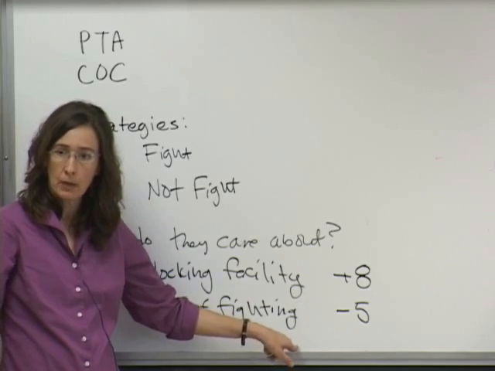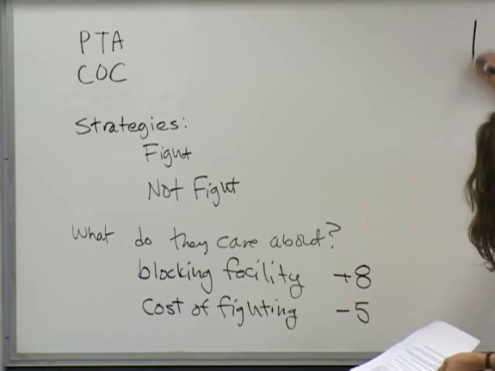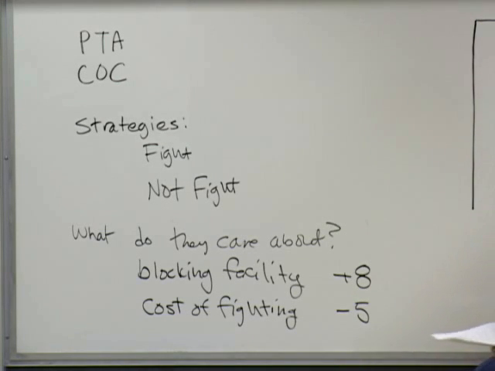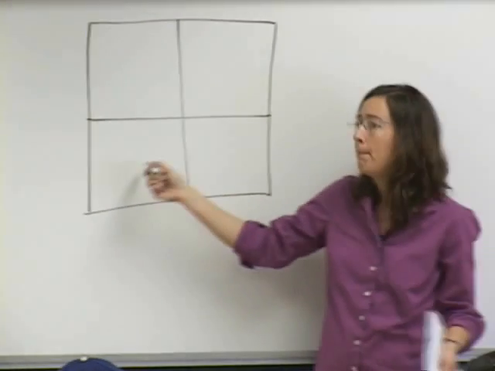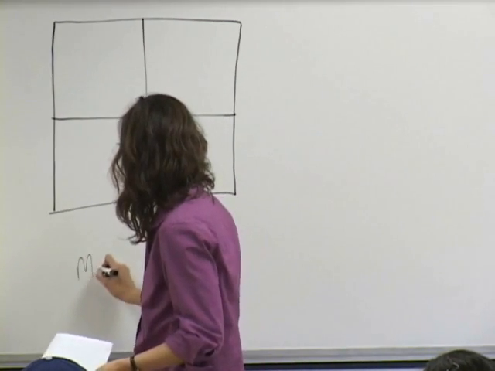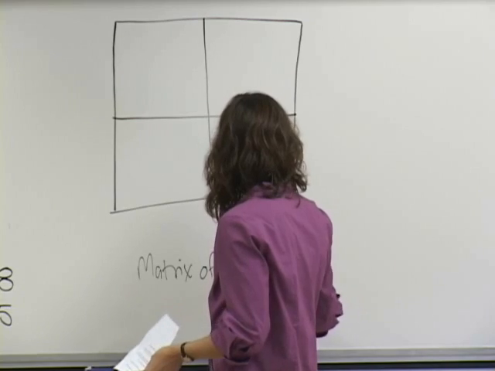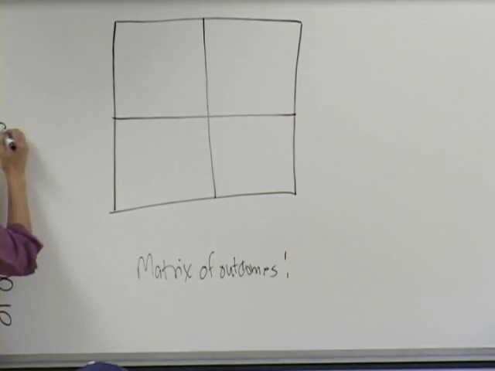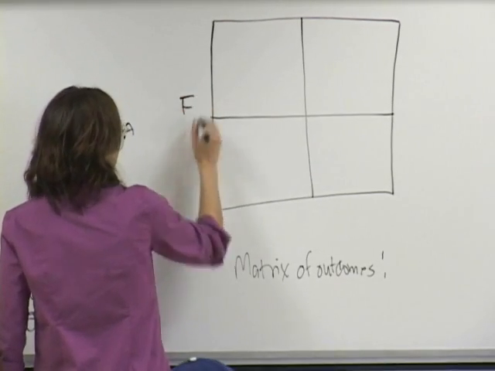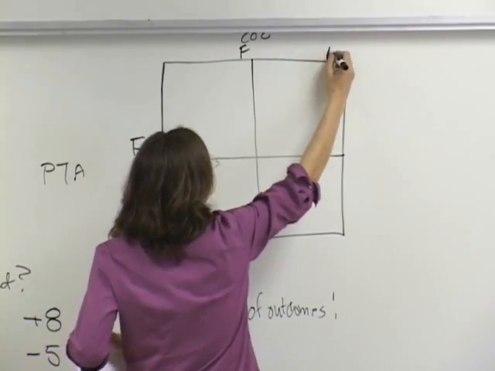these outcomes that raise or lower utility. Something I'm going to do that didn't actually occur to me till this week, when I saw people were still having trouble with it, but it's not that different than what I was having you do with sequential games. Something you can do with simultaneous games is you can do a matrix of outcomes before you do the game matrix. So right here I'm going to do a matrix of outcomes. We're going to have the PTA here choosing fight or not fight. We're going to have the Chamber of Commerce here also choosing fight and not fight.